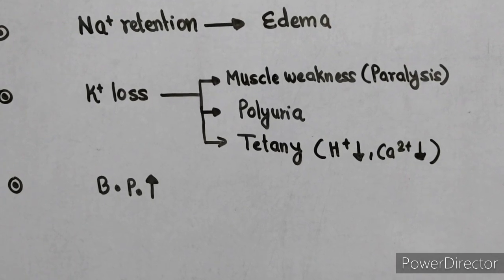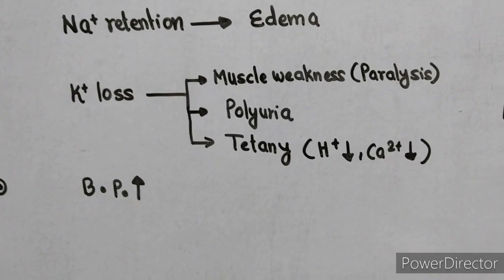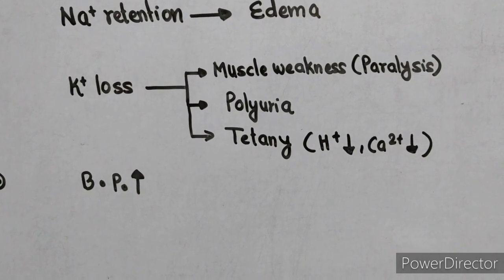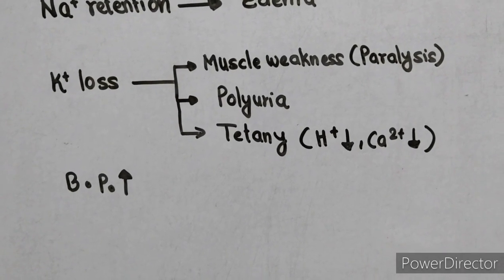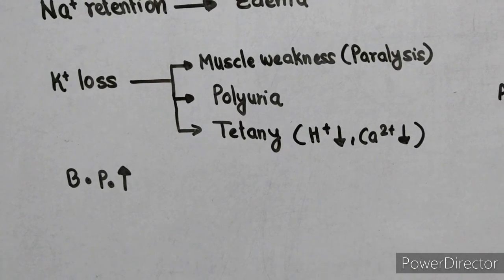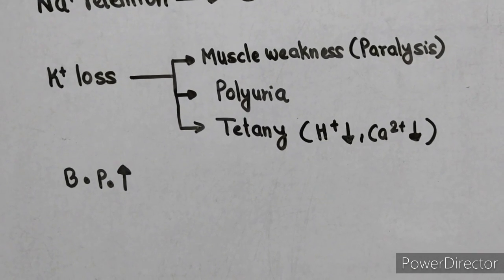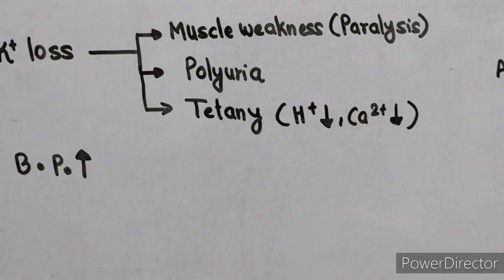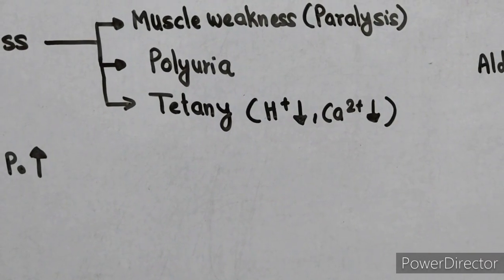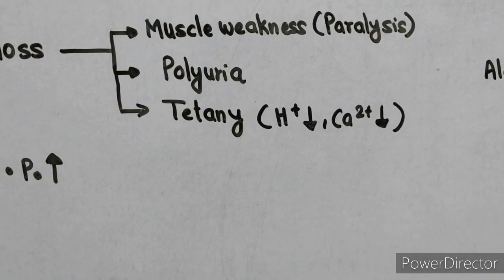Hypokalemia damages the renal tubules, which causes nephrogenic diabetes insipidus, and there is polyuria. So symptoms like nocturia, increased urinary frequency, and enuresis can be seen. Potassium loss along with the metabolic alkalosis and low ionized calcium causes tetany.